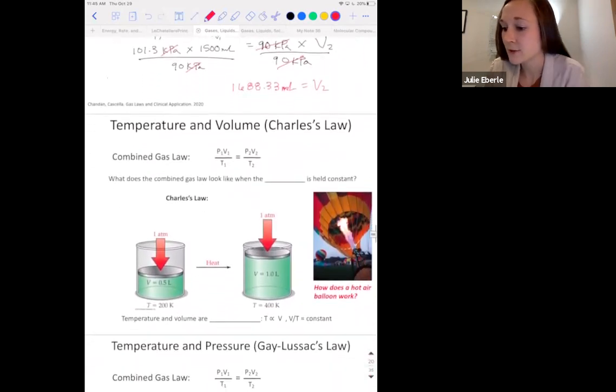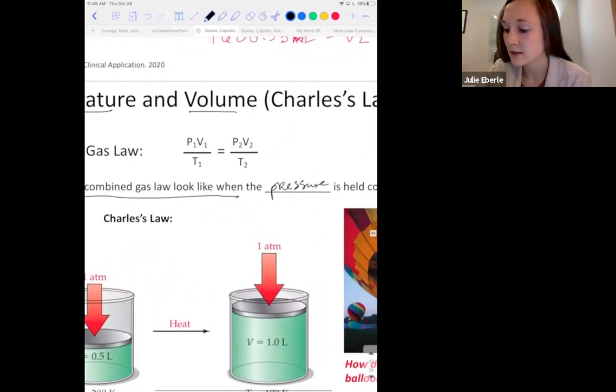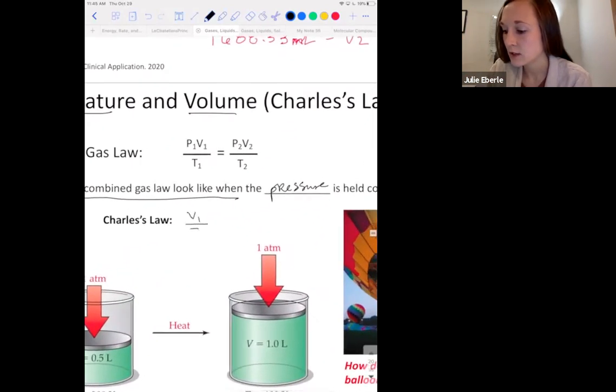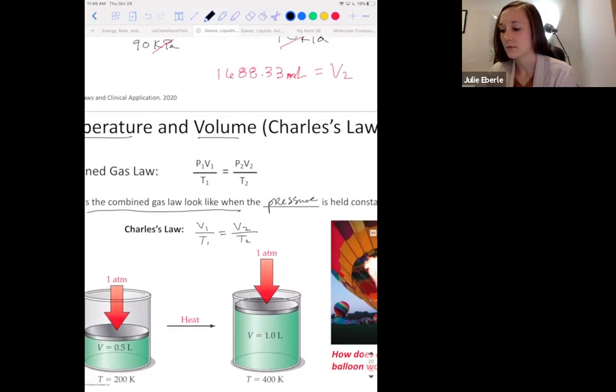Okay, Charles' law is relating what? Temperature and volume. So guess what we're holding constant this time? Pretty much with all these three laws, we're holding one variable constant. We're seeing how the other two relate. So here, we're holding pressure constant. We're asking the question, what does it look like when the pressure is held constant? So if we take pressure out of the equation, what we have left is V1 over T1 equals V2 over T2. That is Charles' law.